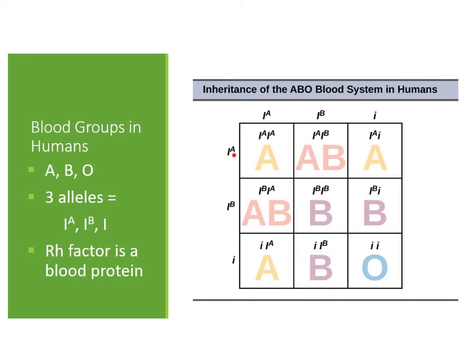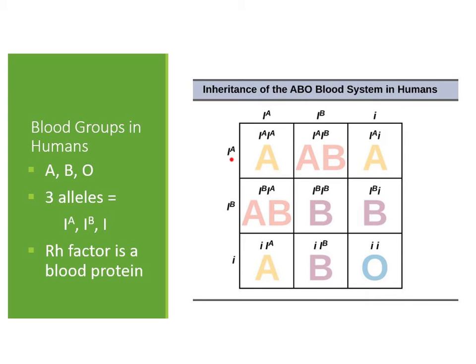If your mom gives you the allele for type A blood, and your dad gives you the allele for type B blood, you're heterozygous between A and B. However, these are codominant, which means you're going to have both those A proteins and those B proteins on your blood. So we would call your blood type AB.